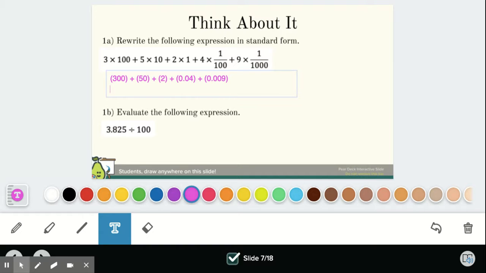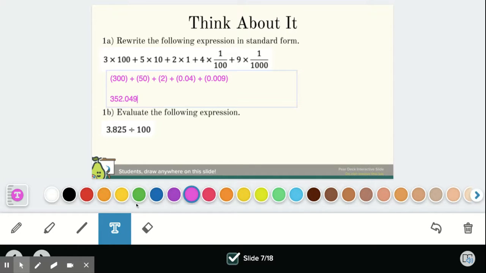and we can add it all up one by one, or we can just start putting each number in its correct place value. So there should be a 3 in the hundreds place. There is a 5 in the tenths place. There is a 2 in the ones place. We don't have anything in the tenths place because nothing is being multiplied by 1 over 10, so I'm going to put a 0. There's a 4 in the hundreds place, and then there's a 9 in the thousandths place. All right, so this is going to be our number written in standard form for 1a.